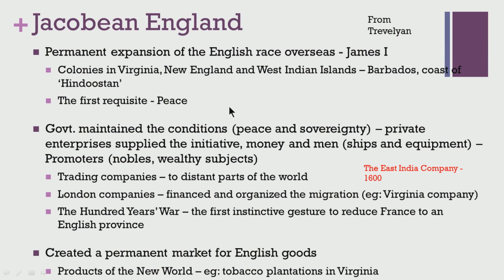They provided manual labour and also ships and equipment, and there was also a set of people known as promoters, who were mostly men from the noble families and also wealthy subjects under James I's reign. So, they provided all the necessary resources in order to successfully undertake these projects and enterprises abroad.